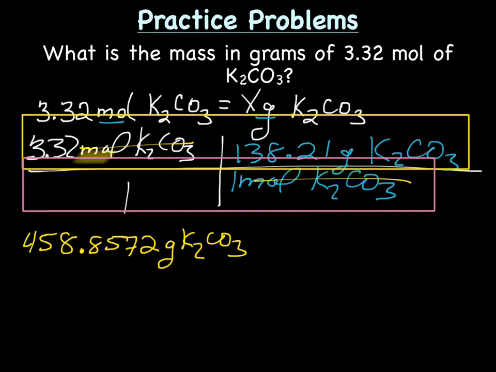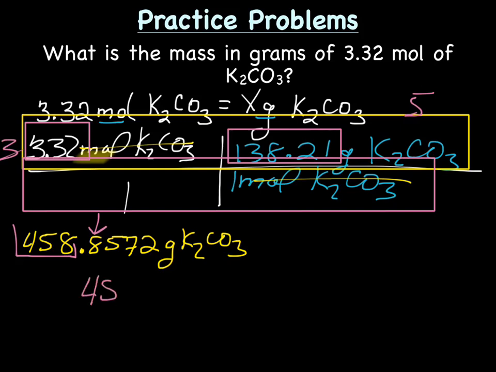We still need to figure out our sig figs, right? So this number has 3 sig figs, and this number has 5 sig figs, so our answer is going to have only 3 sig figs, which is the 4, the 5, and the 8. So the first number we're going to drop is the 8, which is 5 or bigger, meaning we need to round up. So that means our final answer is going to be 459 grams K2CO3.